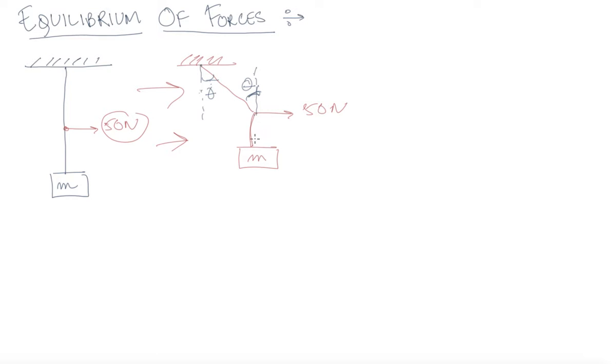The values are given in such a way that the mass m is 6 kg, acceleration due to gravity is 10 meter per second square, and the length of the rope is 2 meters. We need to find the angle. In order to do this, we need to draw a free body diagram.